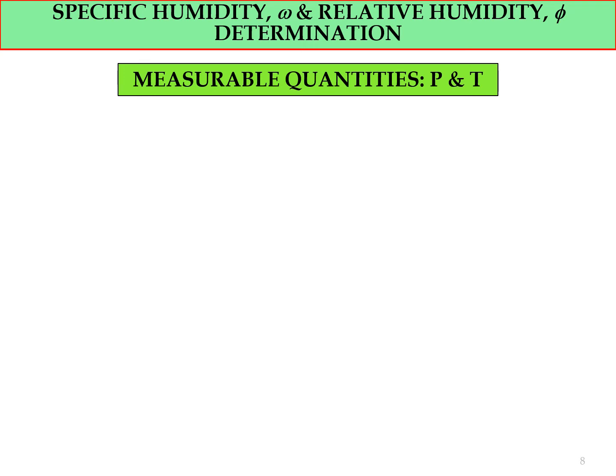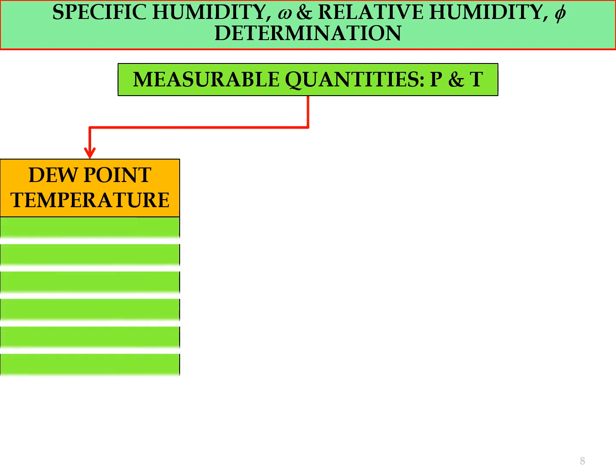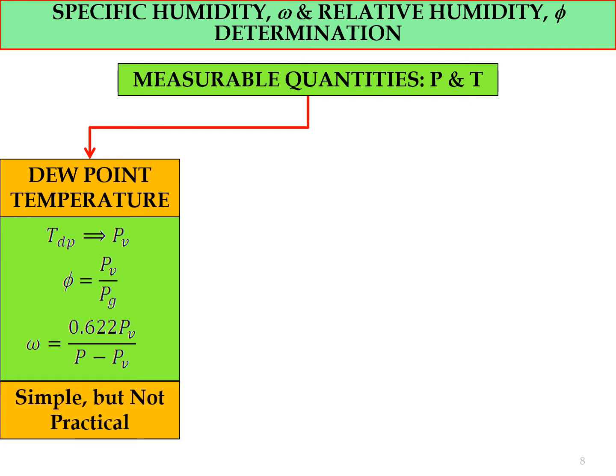Specific humidity and relative humidity determination. As we look into the air conditioning system, we know that the specific humidity and relative humidity are used frequently, and we can measure these two based on pressure and temperature. From the dew point temperature, which is from the previous slide, we can calculate both the specific humidity and relative humidity. Let's say we know the dew point temperature, we know the saturation pressure, then we can calculate the relative humidity and also the specific humidity. This way is simple, but it is not practical to be used in the air conditioning system.